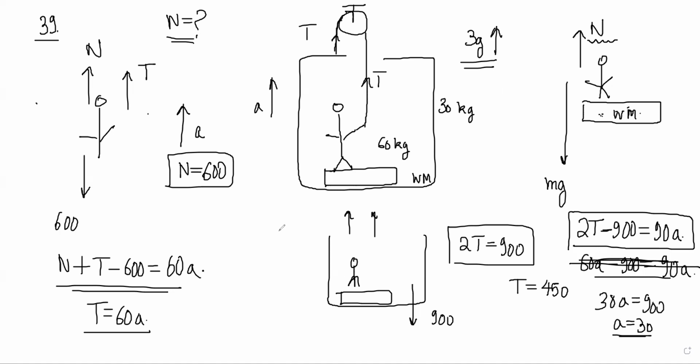And that time the force of tension would have been how much? 180g, so 1800 newton. He has to put an upward force of 1800 newton, or pull the rope with 1800 newton. Only then will he see his actual weight. Do you understand what is happening?